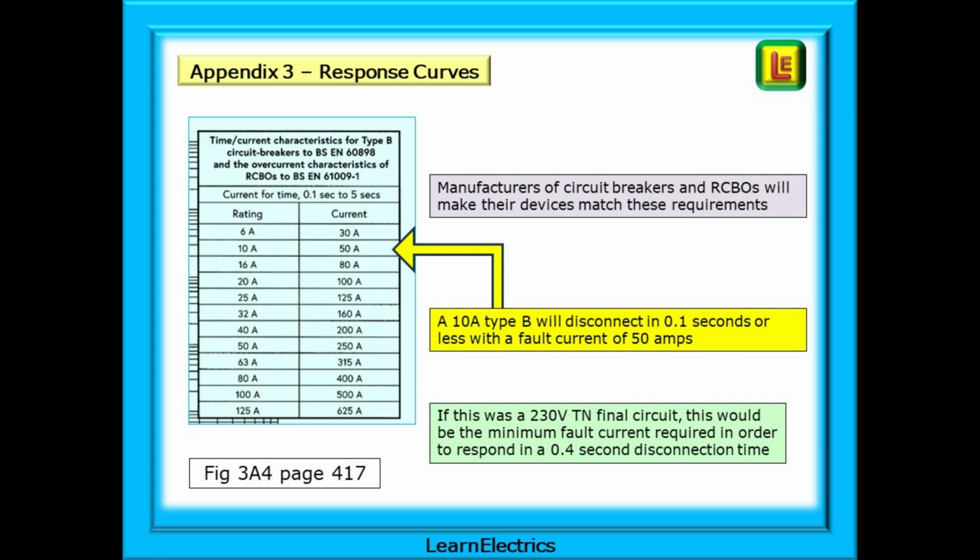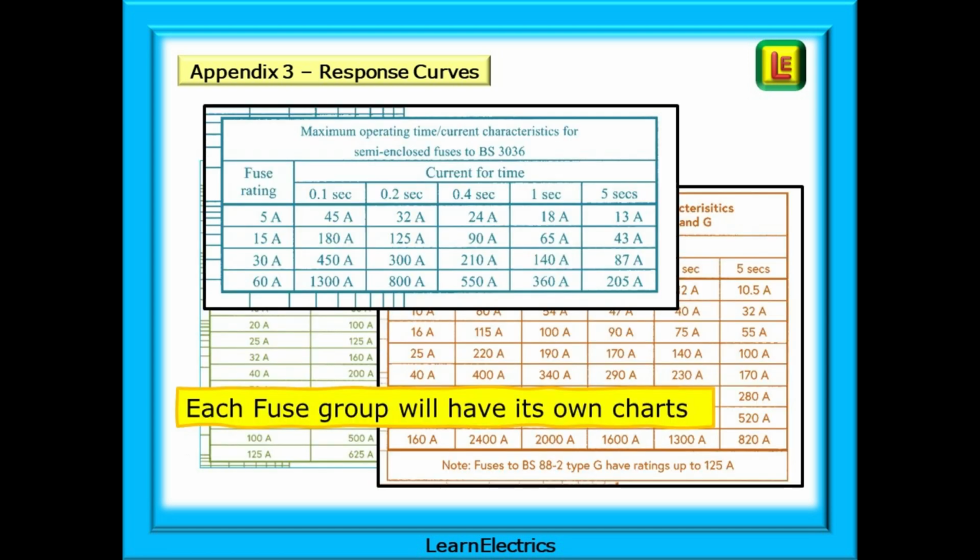We are looking for 0.4 seconds or less, so 0.1 seconds easily meets this requirement. If this was a 230 volt TN final circuit, this would be the minimum fault current required in order to respond in a 0.4 second disconnection time. Each fuse group, MCB and RCBO type will have its own charts. If you want the right answers, you must be on the right page. Take a few moments to look at the different pages and the different devices. It makes life so much easier in an exam if you are already familiar with the layout.